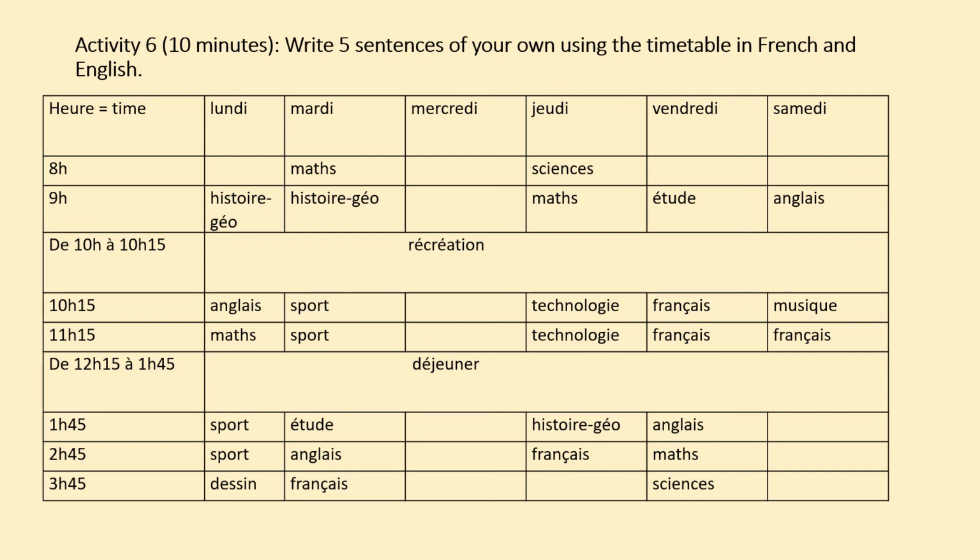Activity 6 should take about 10 minutes. I'd now like you to write 5 sentences of your own using this timetable and the sentences that you've done in the previous activities to write down 5 sentences in French and English using the timetable here. And pause to do that and press play once you're ready to move to the next activity.